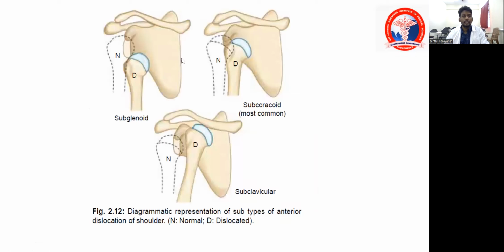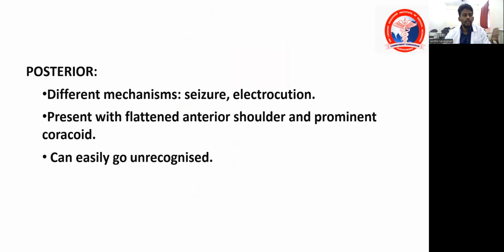Here again is another example showing the subglenoid dislocation, and here there is a subcoracoid dislocation, which is the most common. This is a subclavicular dislocation. Let's see about the posterior dislocation.